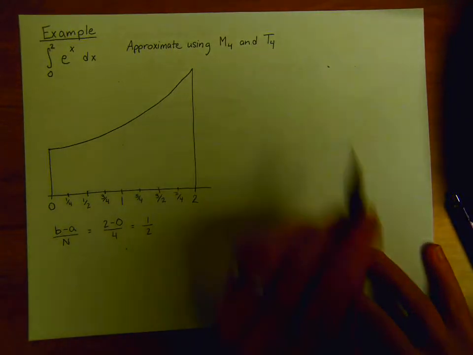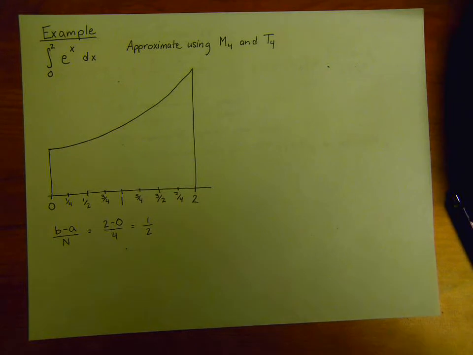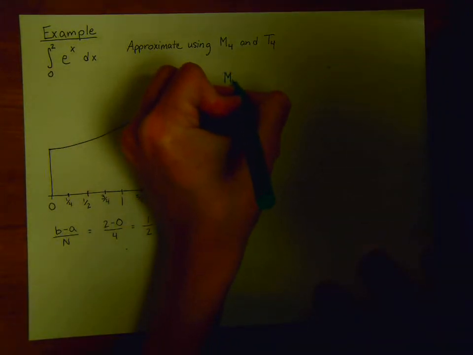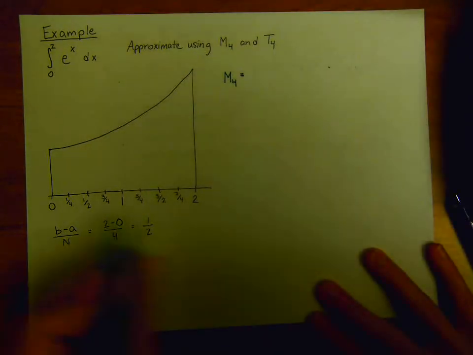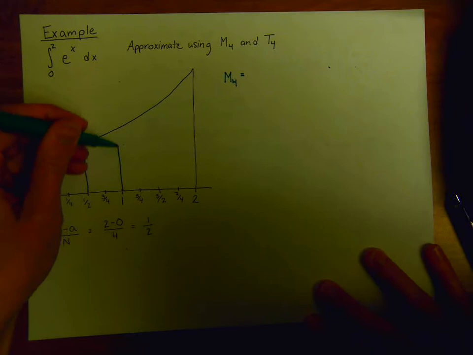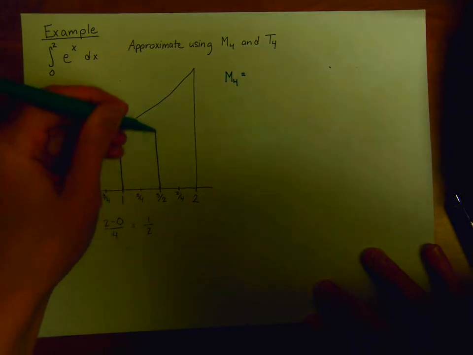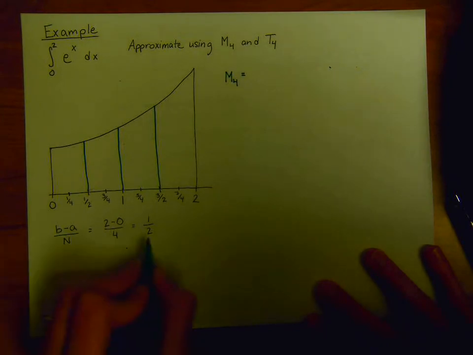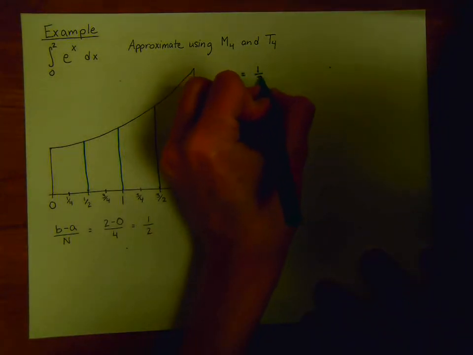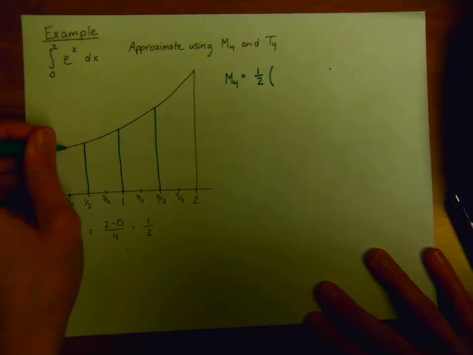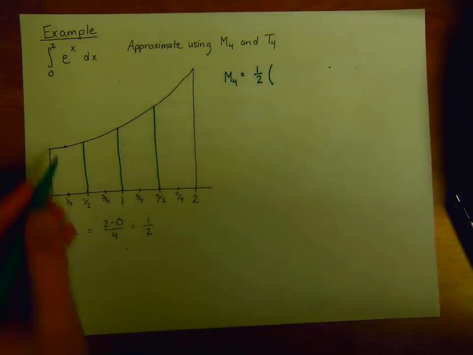So let's approximate using M4 and T4, using our colors like we were before. Remember, M4 is going to be equal to the base of each of these rectangles. And in this case, we decided that the base, b minus a over n, is equal to 1/2, times the heights of each of these rectangles, and the height is determined by the midpoints.